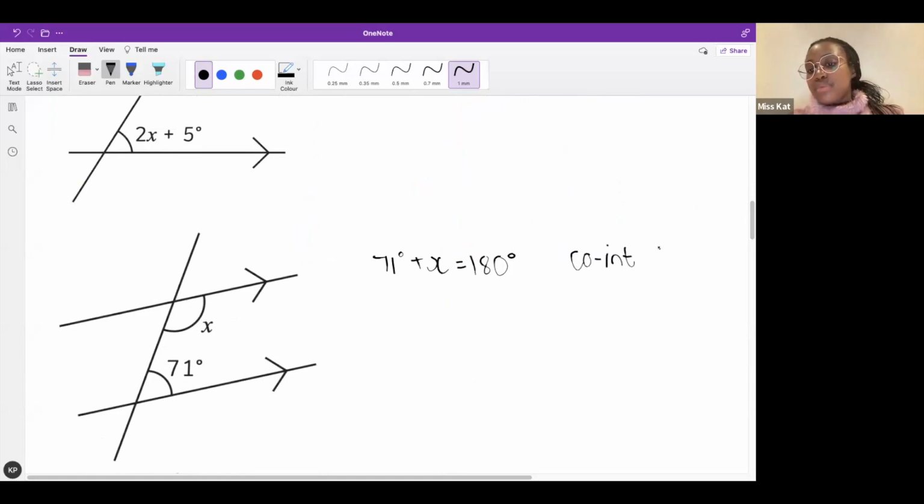Co-interior angles, okay. And then how do we solve for X? X is equal to 180 degrees minus 71 degrees. Therefore, X equals how much? 109 degrees. 109 degrees. Beautiful, Slindile. That was nicely done. Okay.